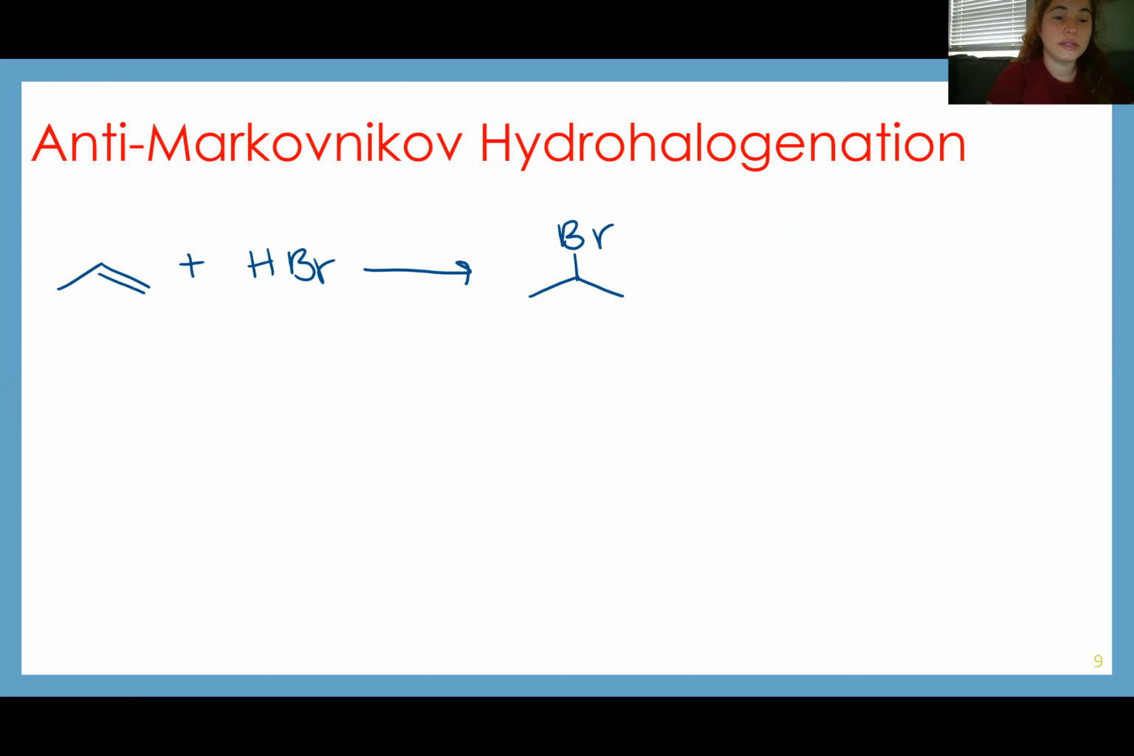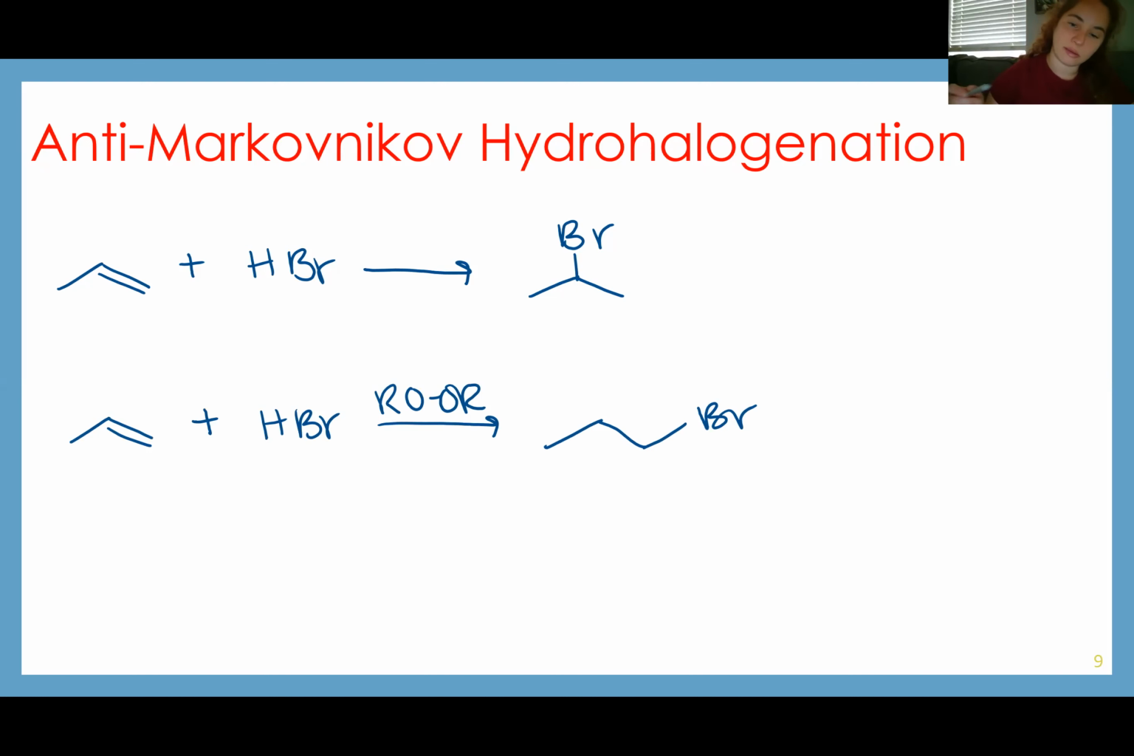So if you were to take an alkene and react it with hydrobromic acid, you're going to end up with the most substituted alkyl bromide. But if you do the same reaction and add in a peroxide, so it can be a dialkyl peroxide or it could be like hydrogen peroxide, but usually you see an alkyl-based peroxide, you'll end up with the anti-Markovnikov addition where the bromine ends up on the least substituted carbon.